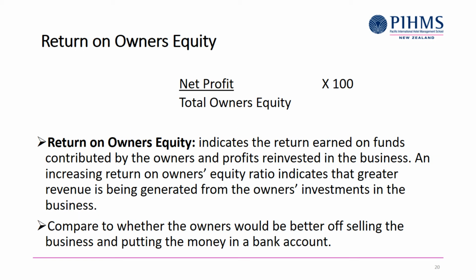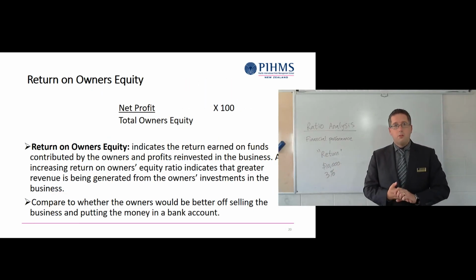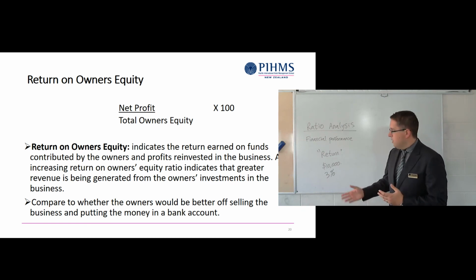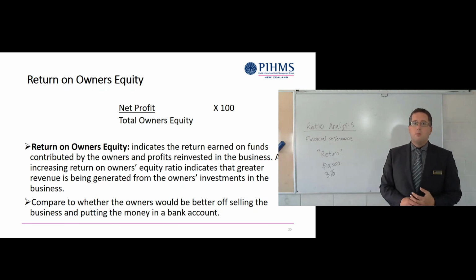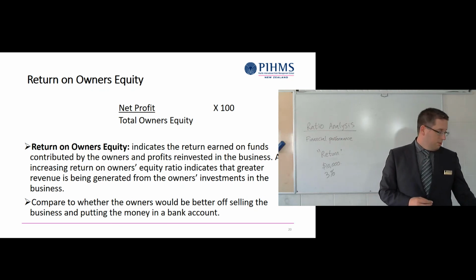Now the other formula is return on owner's equity. This looks at the return on what the owner has contributed and the profits reinvested back in. So this is really good for the owner to consider and to look at and go, this is my return that I'm getting on my money. So this one is simply net profit divided by total owner's equity times 100. And again, it will give you a percentage. And again, should the owner cash up, get his investment out of the business, put it in the bank, or should he keep on going with the business and get that return that the business is generating?